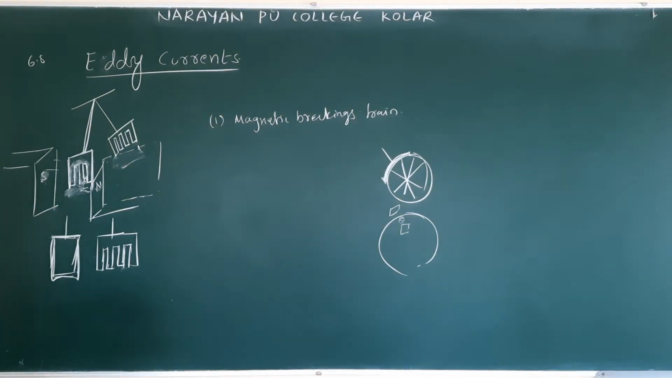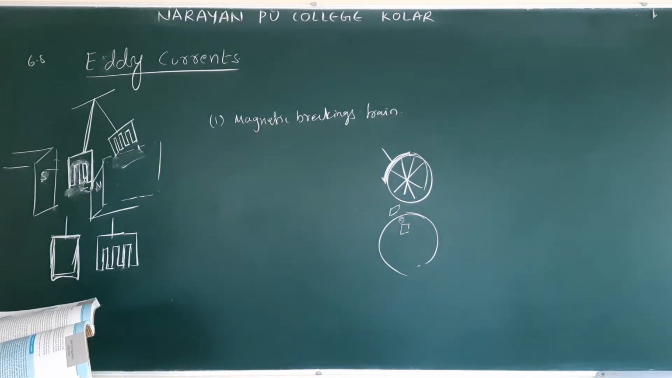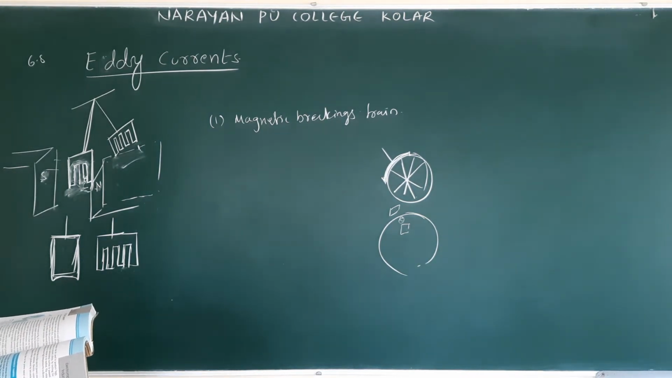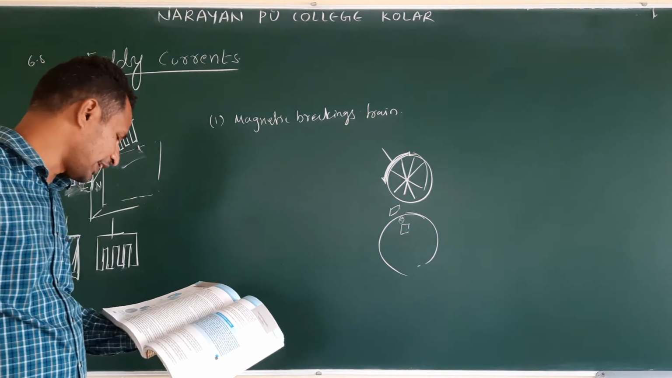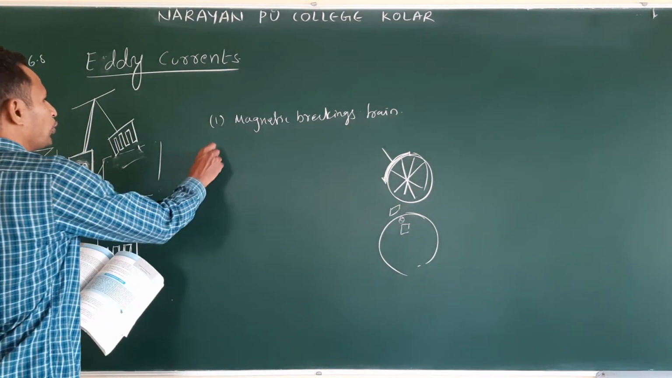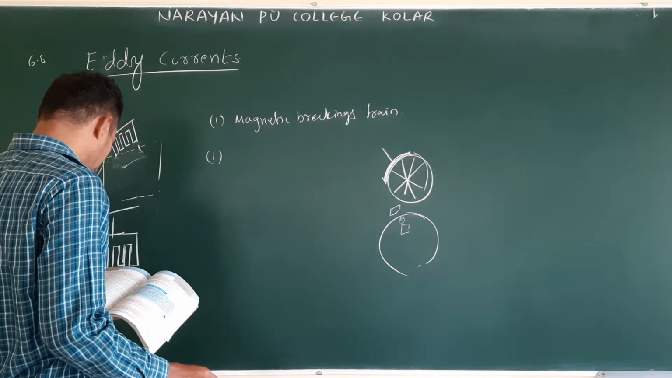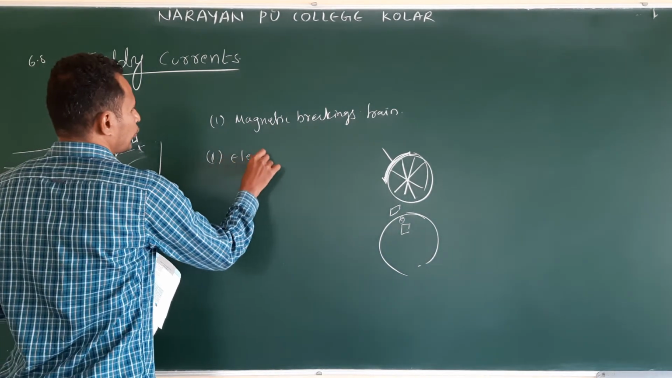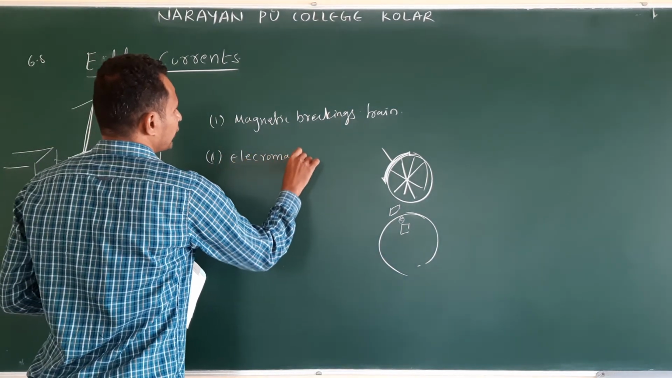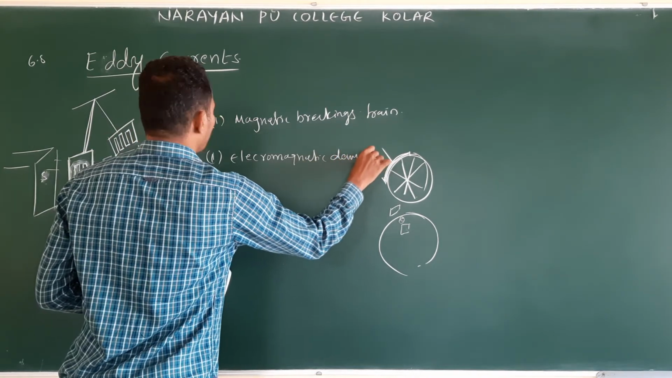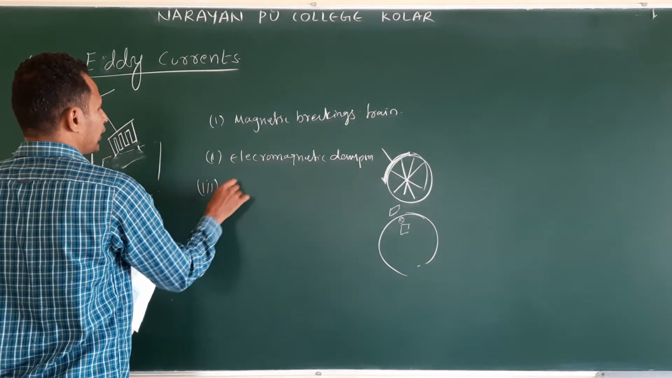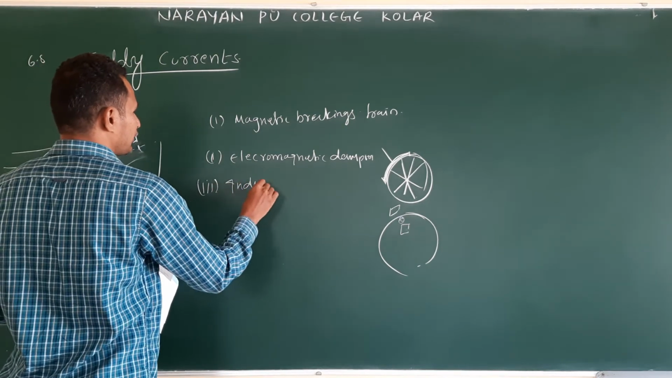Okay, this is about eddy currents and advantages. I am again recalling, when a bulk material is subjected to a varying magnetic field, circular currents develop in the material. These circular currents are called eddy currents. The uses of eddy currents: first one is magnetic braking, second one is electromagnetic damping, third one is what? Induction furnace, to produce high temperatures.